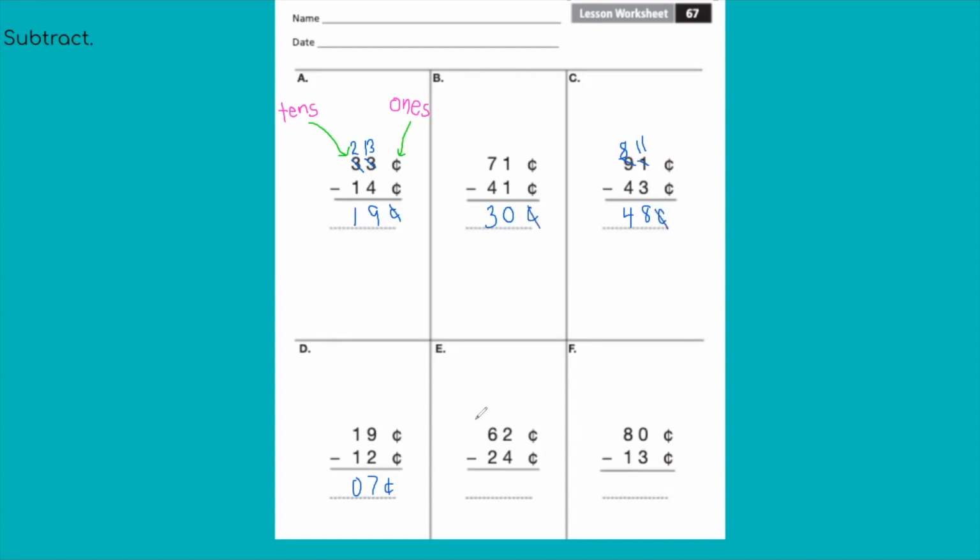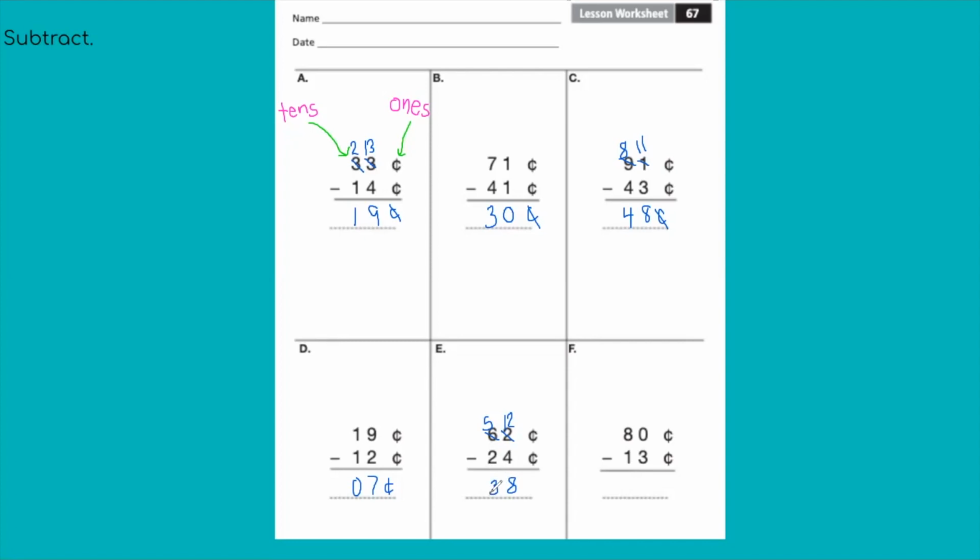Next one, 2 minus 4. Not possible. I need to borrow from my neighbor. First thing I do, cross, cross. I'm asking for a 10. So he changes to 5. And I add a 10 to here. 10 plus 2 is 12. 12 minus 4 equals 8. 5 minus 2 equals 3.